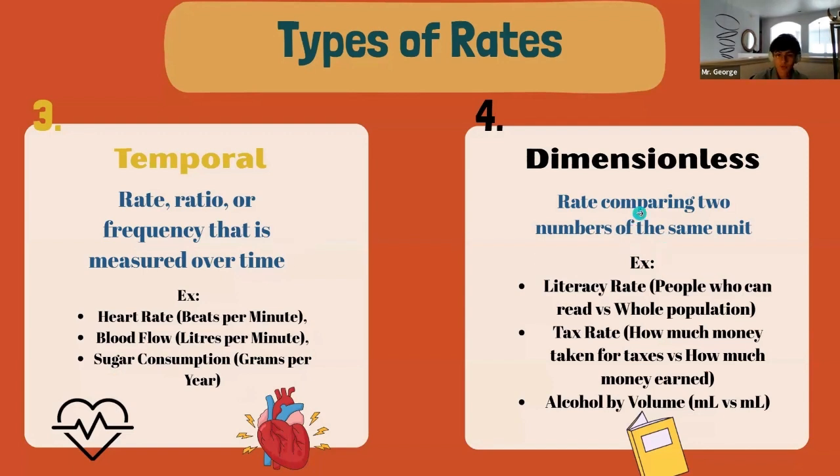So dimensionless. Let's go over here. A rate comparing 2 numbers of the same unit. Let's say literacy rate, people who can read versus the whole population. Both of these units are going to be people, so it's people over people. They cancel out, so it has no unit. You guys can look into this later. We have to move on.